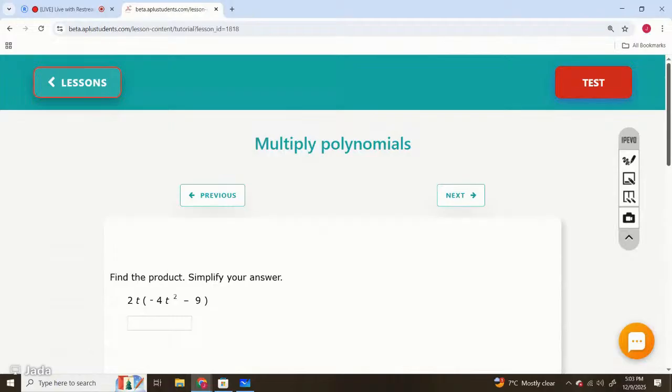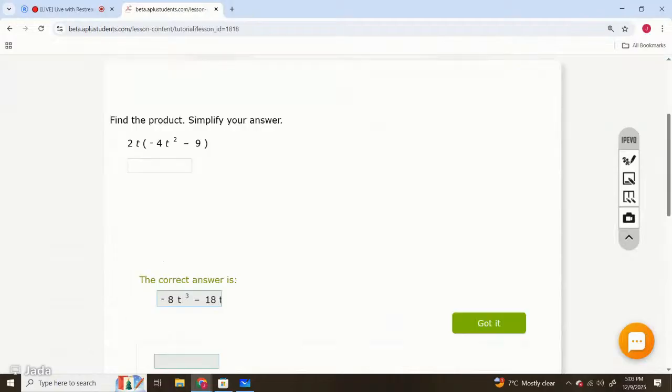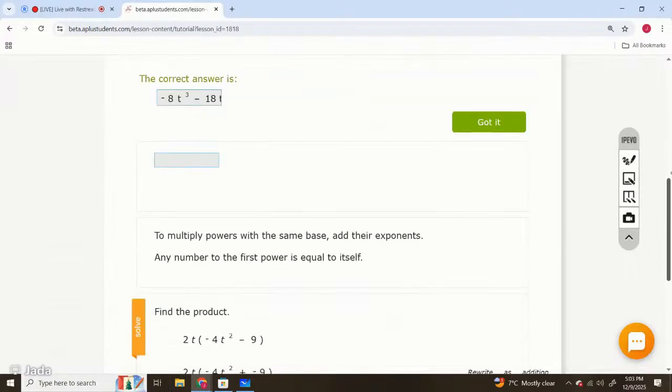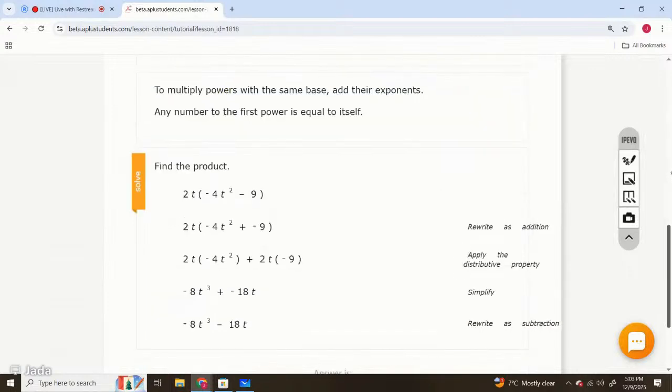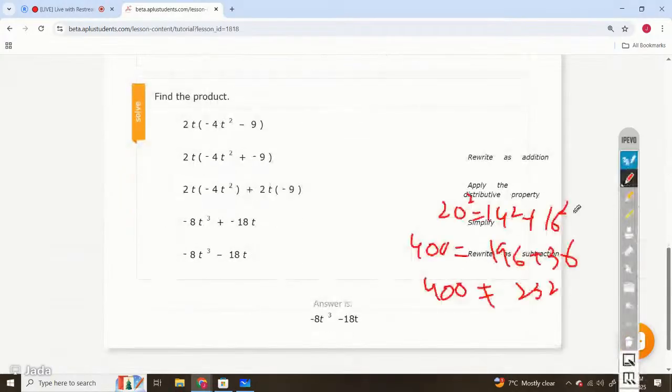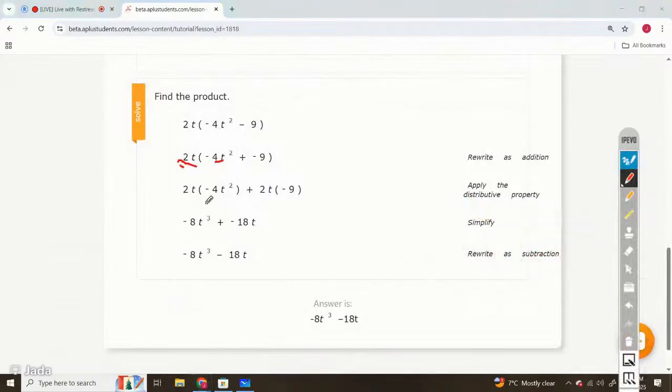Find the product 2t times negative 4t minus 9. So we have to multiply. We need to apply the distributive property over here. We have to do 2t times negative 4t, then plus 2t times negative 9. So 2t times negative 4t is negative 8t cube, and 2t times negative 9 is negative 18t. So that is negative 8t cube minus 18t.